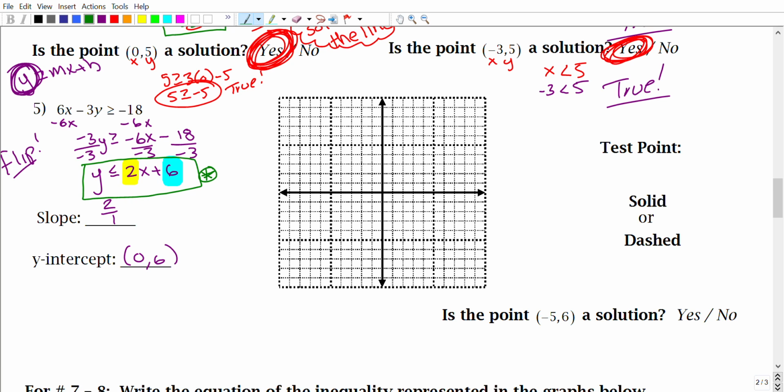Okay, so now that I have my inequality in slope-intercept form, why don't you go ahead and graph the y-intercept, use your slope to graph your line, figure out if it's solid or dashed, and go ahead and find which side you have to shade, okay, above or below. So go ahead and try that out while I go ahead and grab my charger.